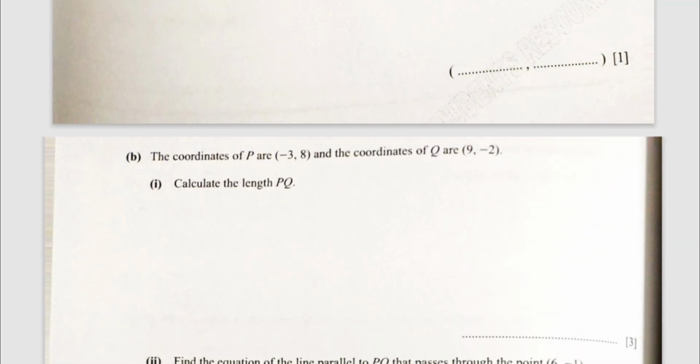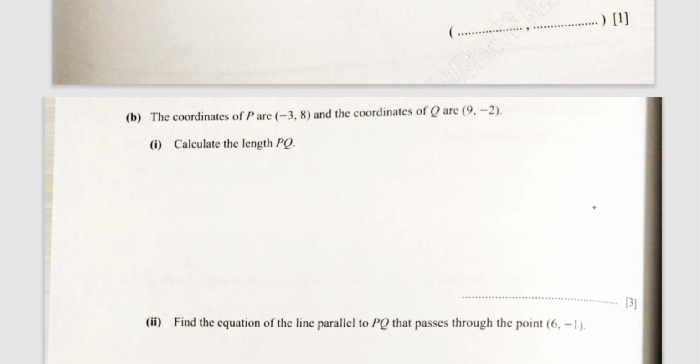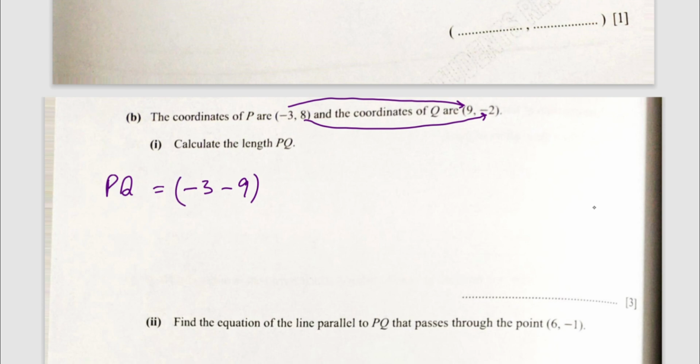Now the next question: the coordinates of P are (-3, 8) and the coordinates of Q are (9, -2). Calculate the length of PQ. In order to find the length, we will use the distance formula. So to find the length between the points P and Q, (x1 - x2) whole squared plus (y1 - y2) whole squared, and taking the square root: (-3 - 9) whole squared plus (8 - 2) whole squared, and taking the square root.